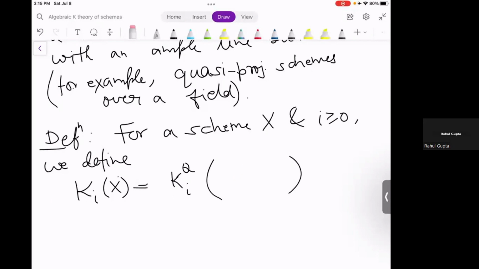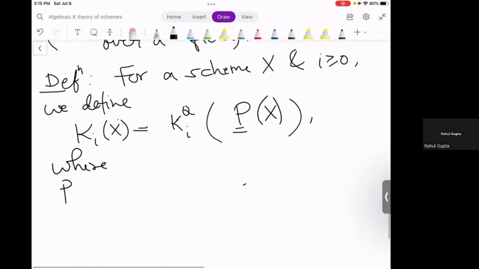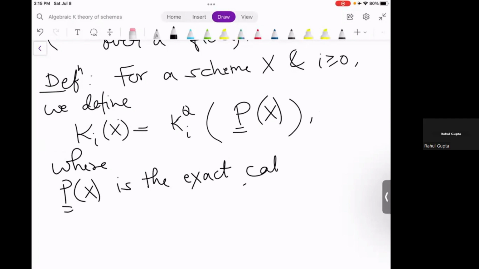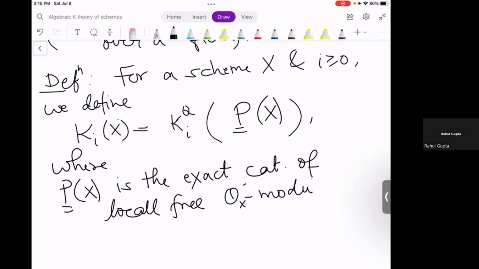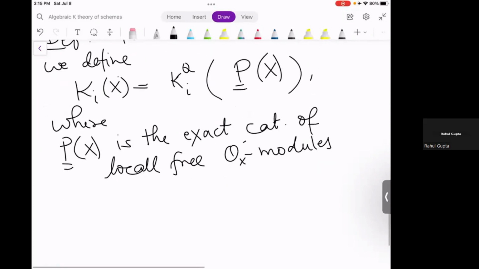So I hope this justifies what I should write here. I should write the K theory of an exact category, P of X, where P of X is the exact category of vector bundles, in terms of sheaves, locally free OX modules, and I have to put a finiteness condition of finite rank. It's a good exercise to prove that it's an exact category.